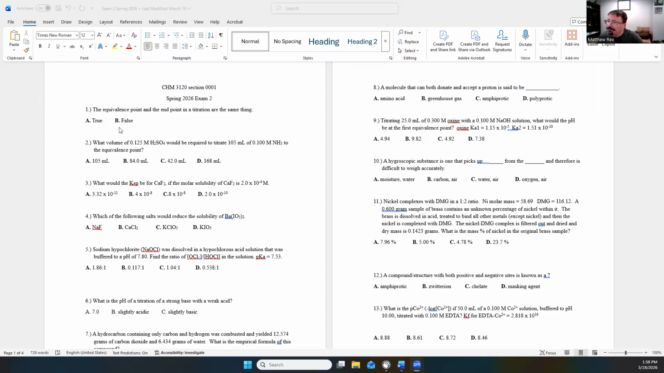So first question, the equivalence point and the endpoint in a titration are the same thing. No, they are not. The equivalence point is when we're at the exact same stoichiometric ratio of the two different things, whereas the endpoint is typically somewhere after that when now we've actually seen some response from our indicator.